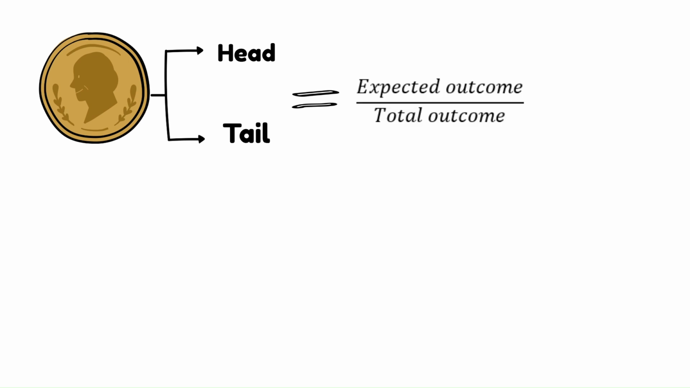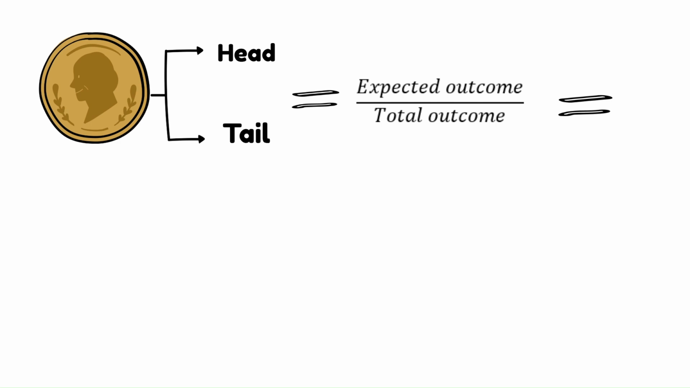Now, there is a coin. For example, we toss a coin, and there are two possible outcomes: one is head, another one is tail. So we need to find whether the next toss is a head or a tail. For that, we have a formula from the classical definition of probability, which is expected outcomes divided by total outcomes. Total outcomes is how many outcomes can come from tossing a coin. We have only two, head and tail.